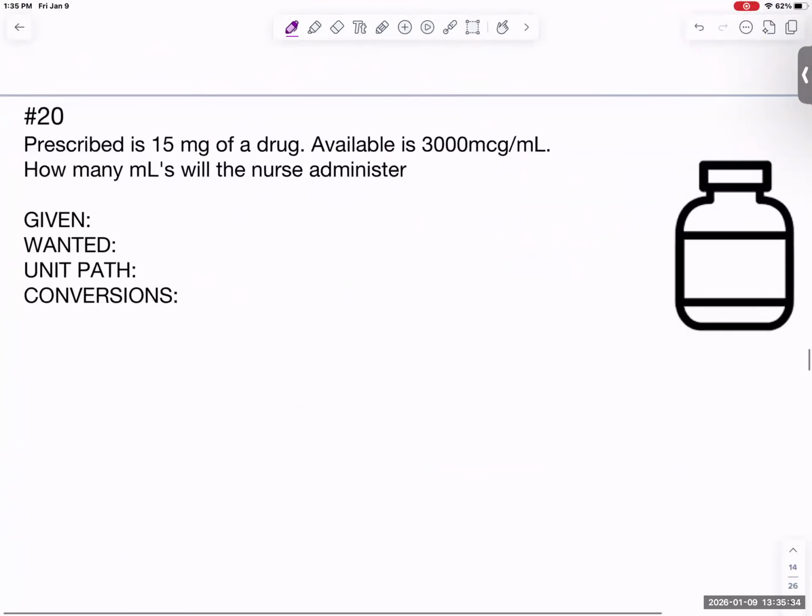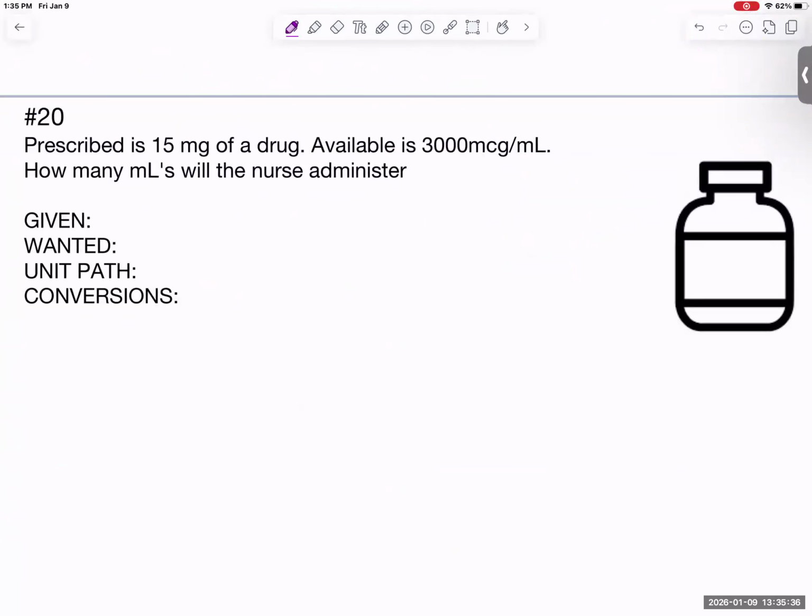So here is another one factor. Prescribed, that's the order, right? 15 milligrams of a drug. And what's available is 3,000 micrograms per milliliter. And the question says, how many milliliters will you administer? So the given is my order, 15 milligrams, and it's one element, one factor. Wanted, this question tells you milliliters.